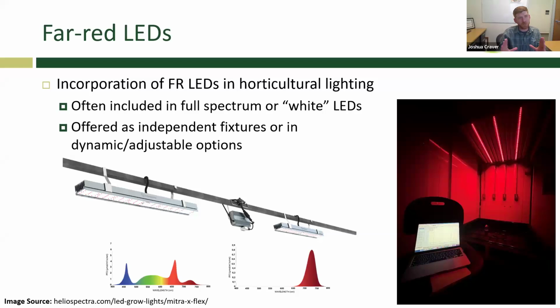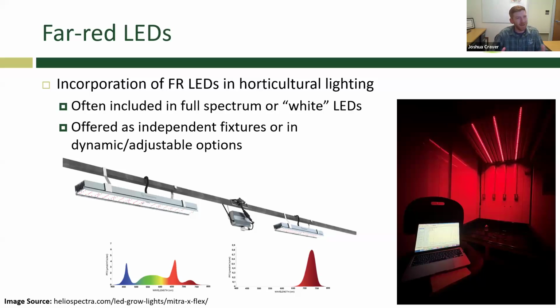Fixtures that are currently being placed on the market and installed in greenhouses now have adjustable spectrum. For example, we have this Heliospectra. We've worked quite a bit with Heliospectra in our research, using many of their fixtures. This is the Mitra fixture, where not only do they have a channel providing a full spectrum white light, but they also have an independent far red channel that allows you to manipulate how much far red light you provide to your crop throughout the day or potentially at the end of the day, and gives you control over the red to far red ratio.